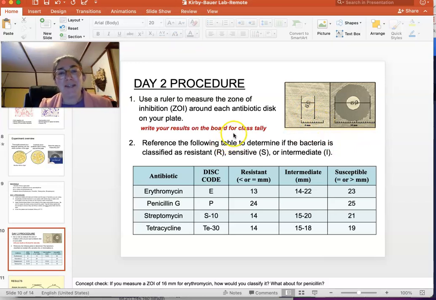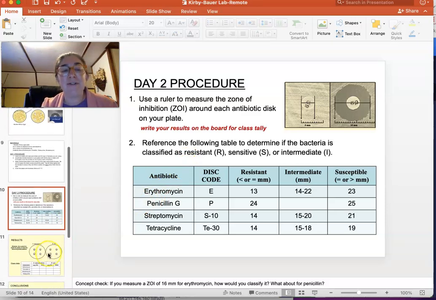If we were in person, I would have you all record the zone of inhibition for each of your plates, and then you would write the results on the board, and we would tally some statistics, we'd calculate averages. But since we're doing this remotely, I'm just having everyone do the same plates.